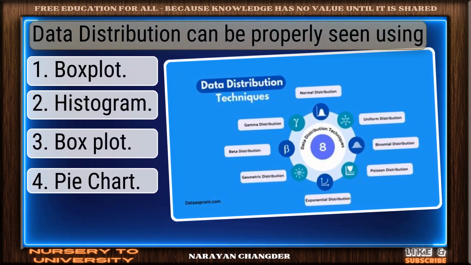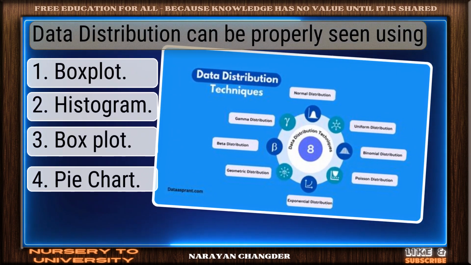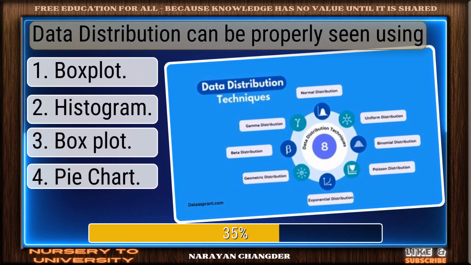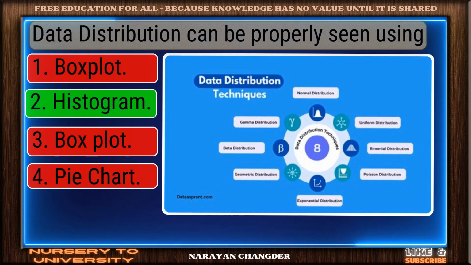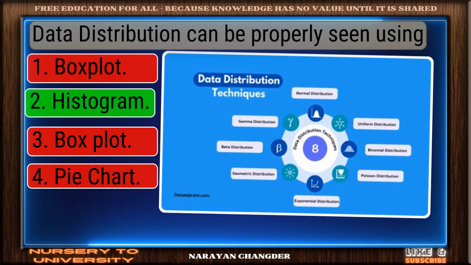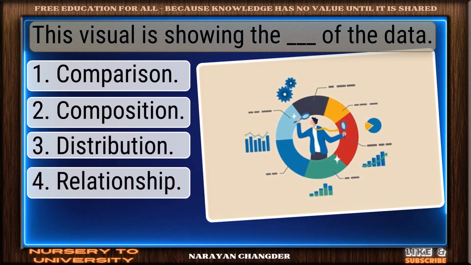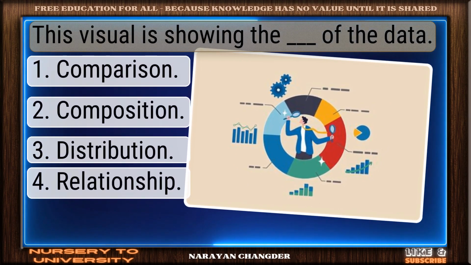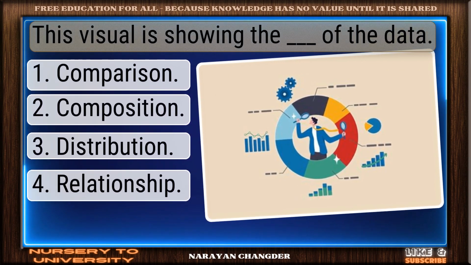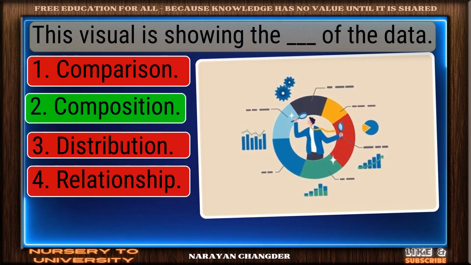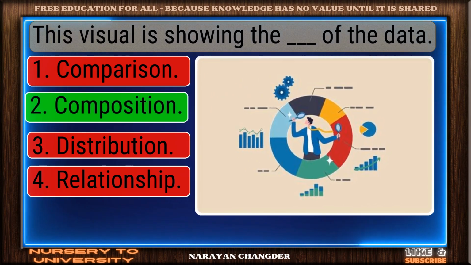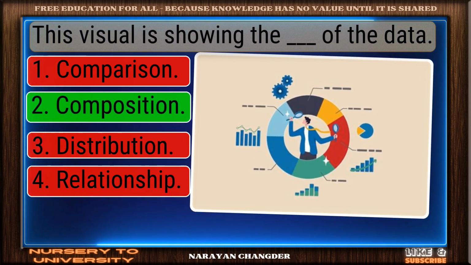Question number 33. Data distribution can be properly seen using? Great job. Histogram is the accurate answer. Question number 34. This visual is showing the dash of the data. Good job. Your answer composition works well here.